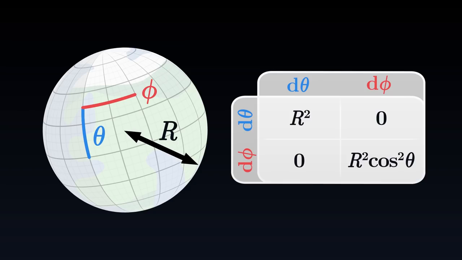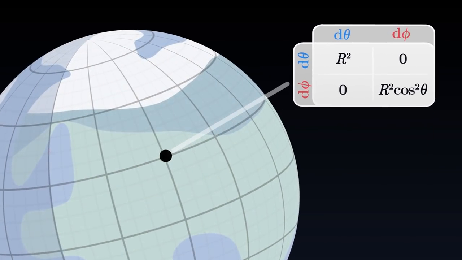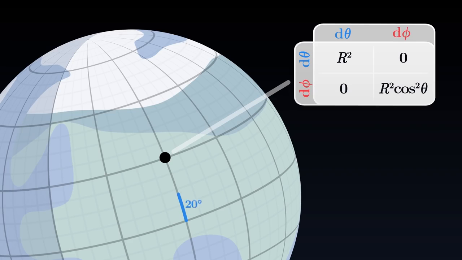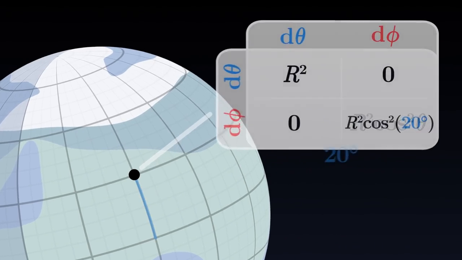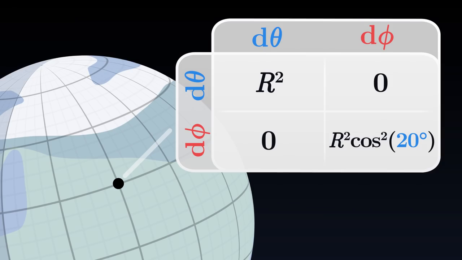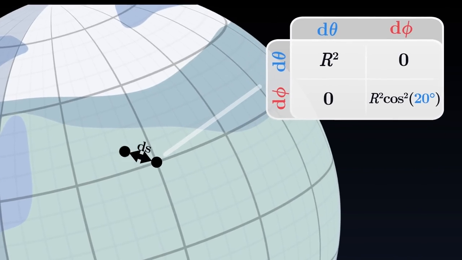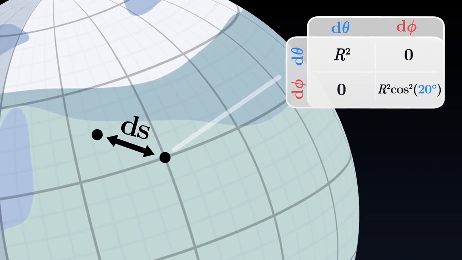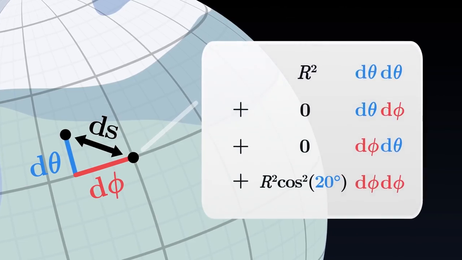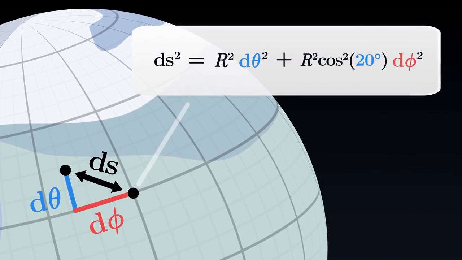This general expression allows us to calculate the metric tensor at any point along the sphere. Wherever we need to calculate it, we just replace theta by the corresponding latitude. And if we want to measure small distances around this point, we only need to sum each component of the table multiplied by the differences in the coordinates. This sum gives us the value of the square of the distance between the 2 points.